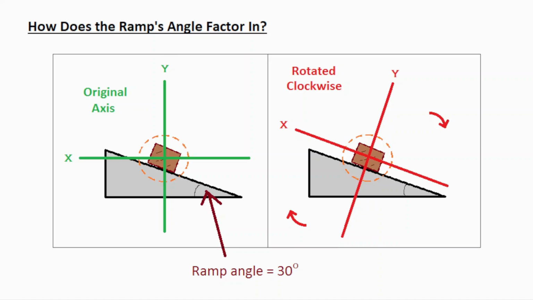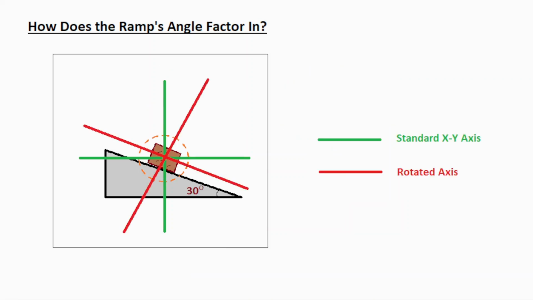Most angled ramp problems will provide the ramp's incline angle, the one that I am pointing at in the picture on the left and that I have set equal to 30 degrees. On the left, we have the original xy coordinate plane, and on the right, we have the rotated one. Here I am putting them on top of each other, and I want to point out that the original x-axis, the horizontal green line, is parallel to the base of the ramp, and the rotated x-axis, this slanted red line, is parallel to the slant of the ramp.